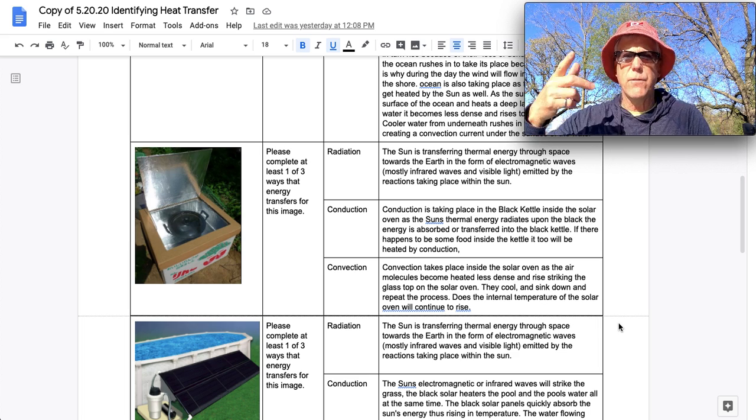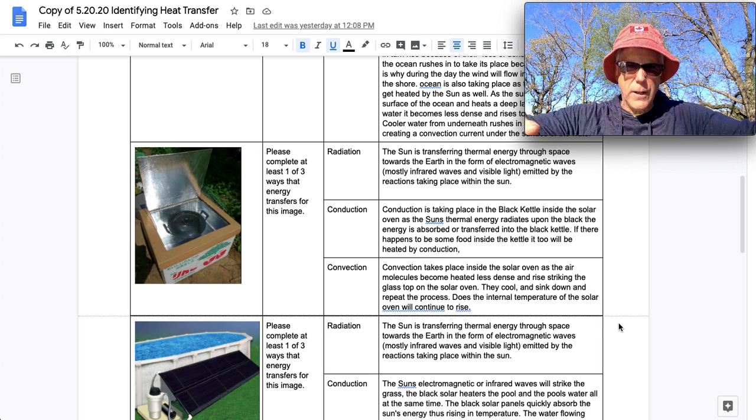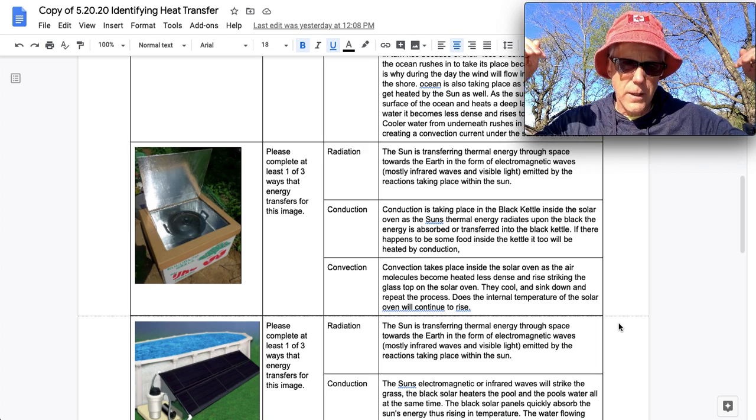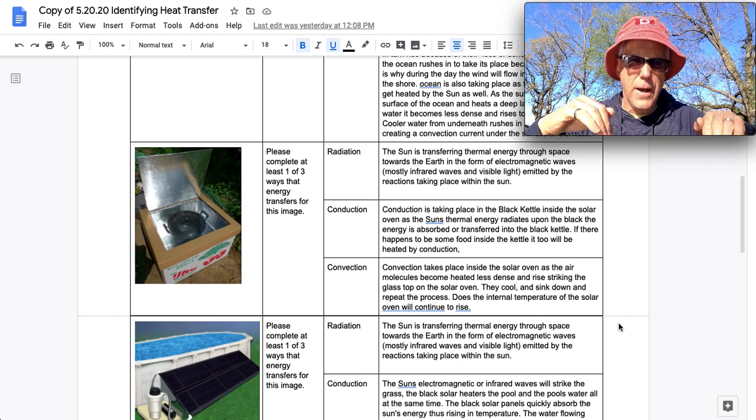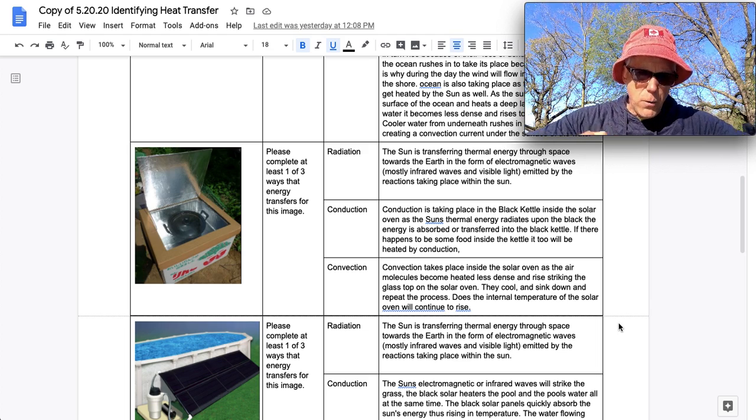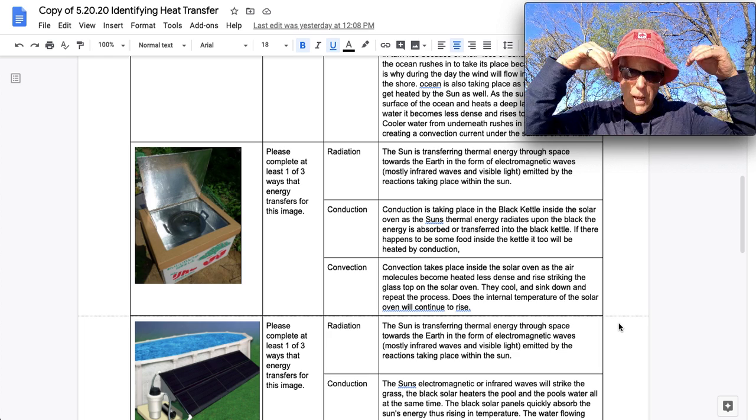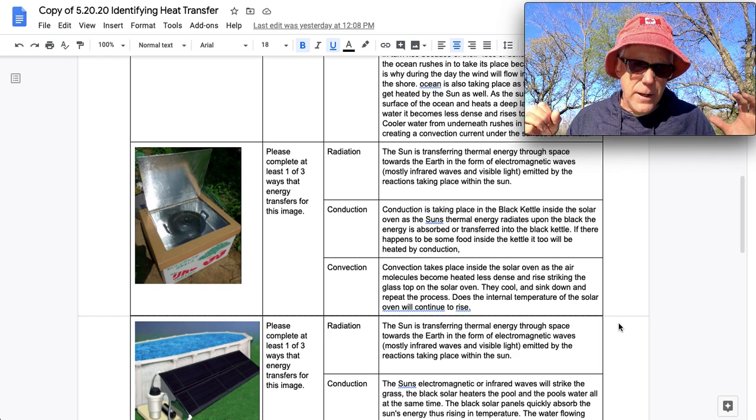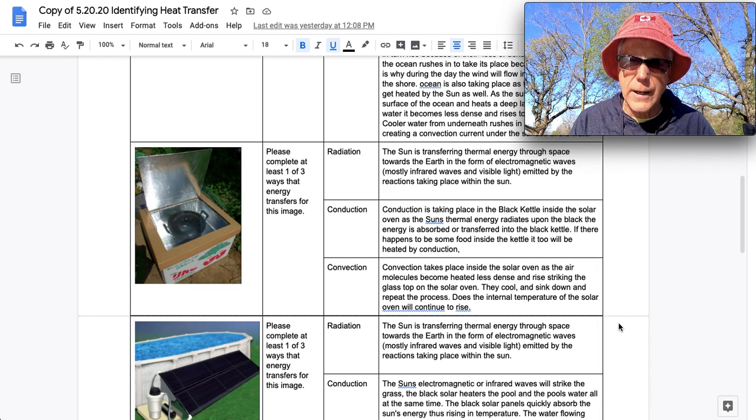So again, we have the sun, electromagnetic waves coming down, and the aluminum foil is reflecting that light down inside there. And then it gets bounced around inside there, and it hits the glass, and it goes back down. So it's kind of getting trapped in there, and it's hitting the black kettle. And that is where conduction takes place.